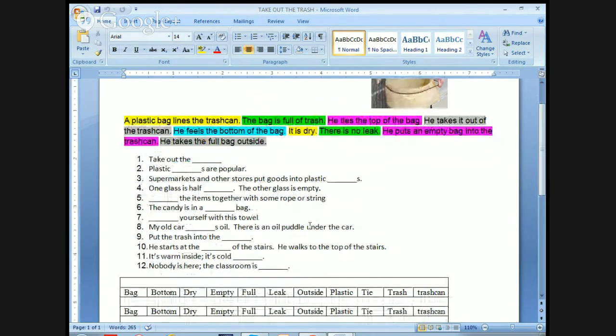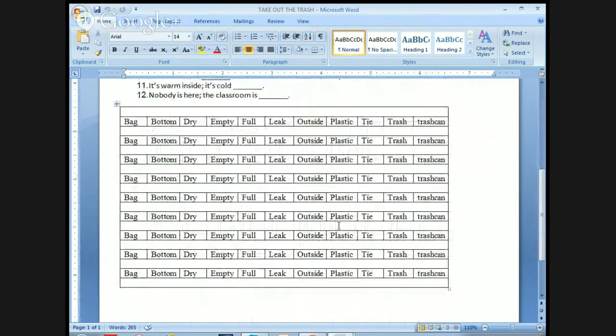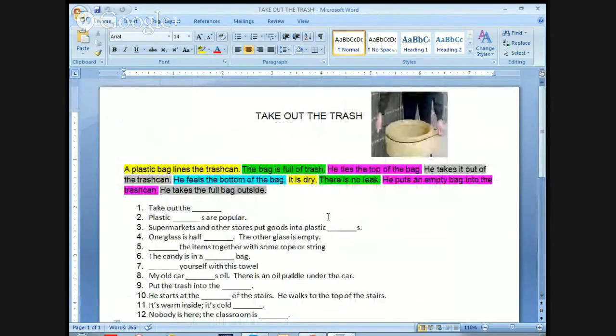After we've read this story, which is just 3 lines, we will create our own story. Then we will have a dialogue about this trash can. I hope everyone is ready.